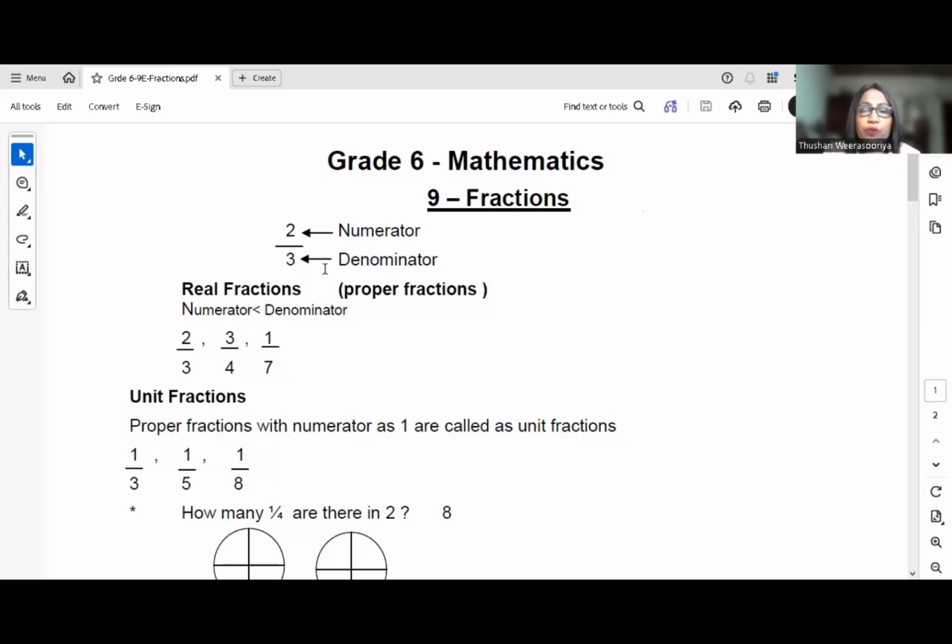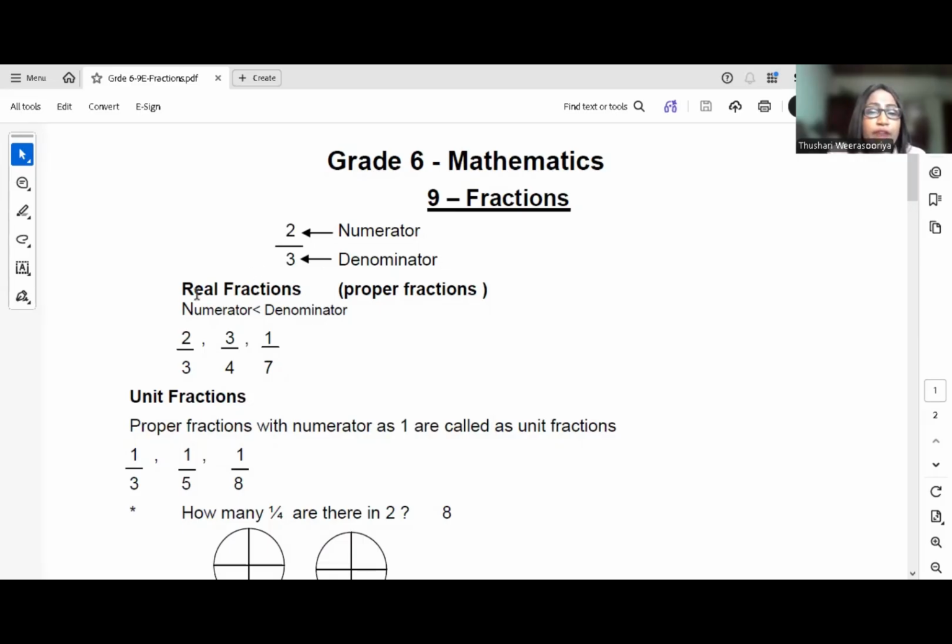Now, this is an example for a fraction. A fraction has two parts, that is numerator and denominator. The top part is called the numerator. The bottom part is called the denominator, right? Fraction top part is numerator and the bottom part is denominator.